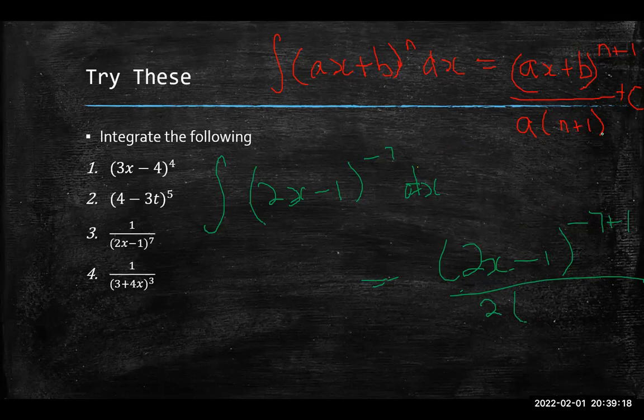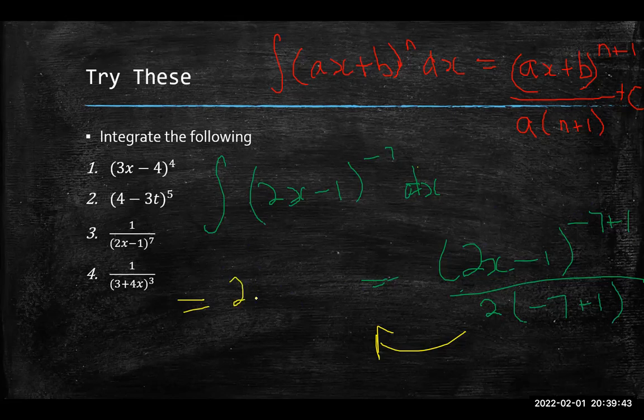By n plus 1, we already established that -7 plus 1. We're simplifying because we cannot leave it like that. What does this give me? -7 plus 1, that's -6.